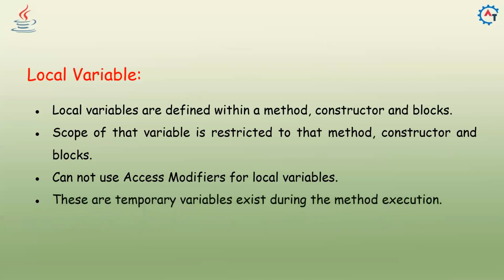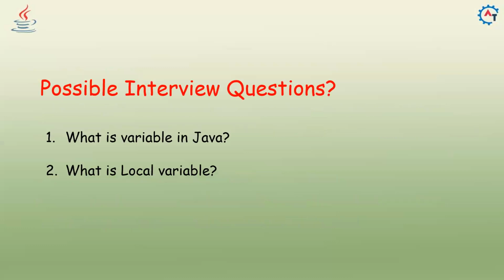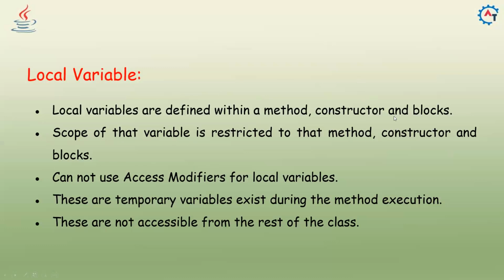These are temporary variables existing during the method execution. So the scope of that variable is inside the method. Whenever the method is executing, these will get created, and once the method execution is completed, these will be terminated. So these are called temporary variables with respect to the method execution. These are not accessible from the rest of the class, so you cannot use them outside of that method.